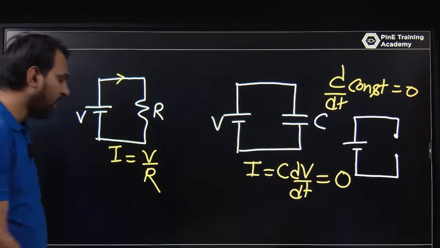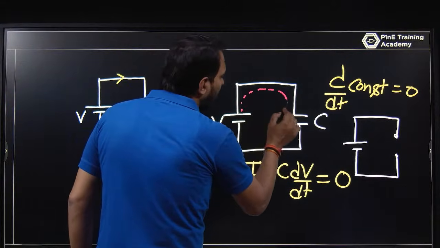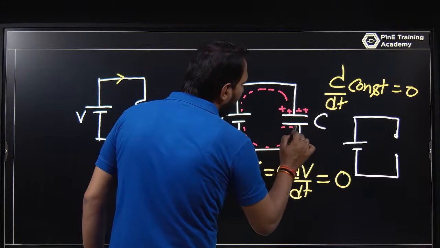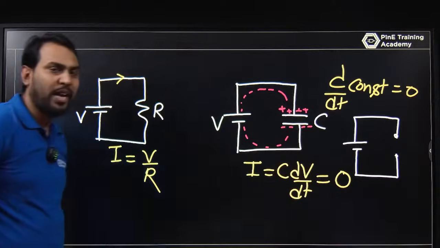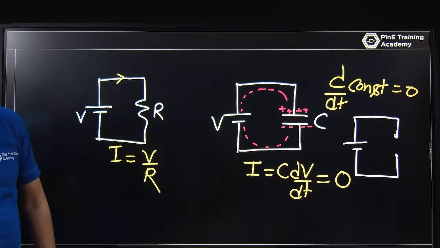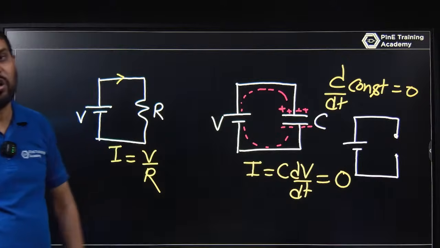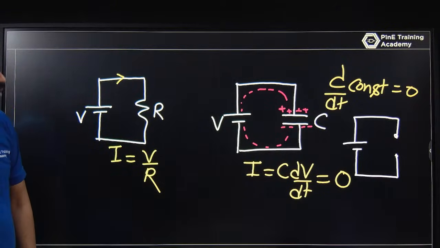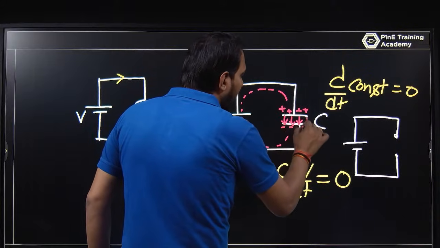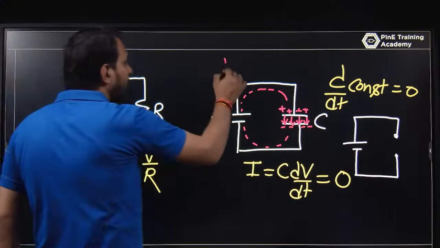And if you go in terms of charge, you have a positive plate with positive charge here, and a negative plate with negative charge here. In between you have a dielectric of free space. So the charge cannot transfer between them. What is happening is that an electric field is present. The capacitor stores energy in the form of an electric field, E is equal to half CV squared.